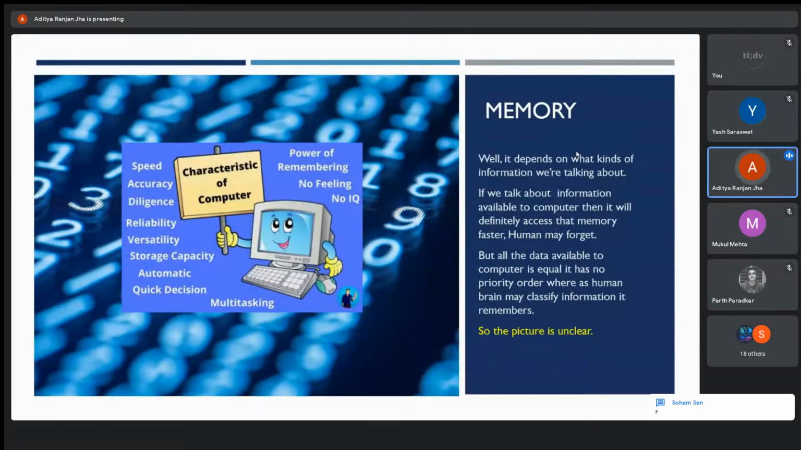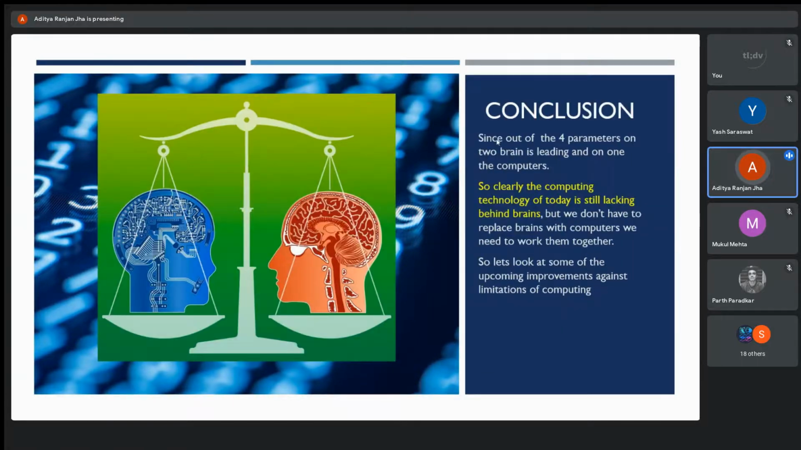It doesn't have any intelligence. It just performs a set of instructions that I or you give it. I think these 4 points make the conclusion pretty clear that our computing system, though exponentially fast, still doesn't completely outweigh the brain.